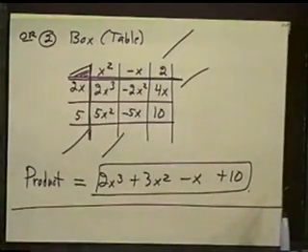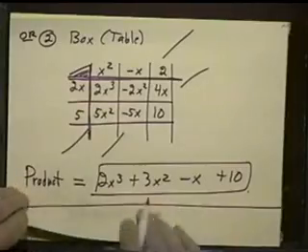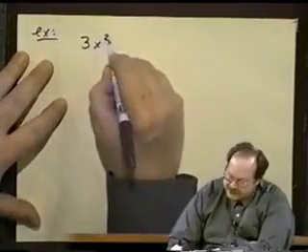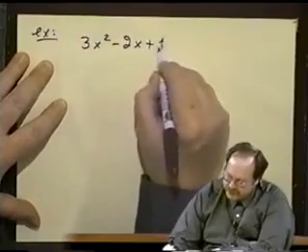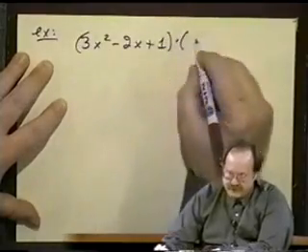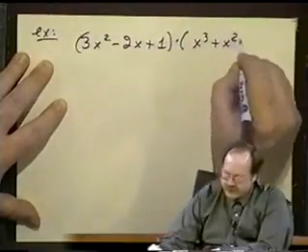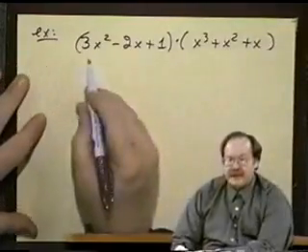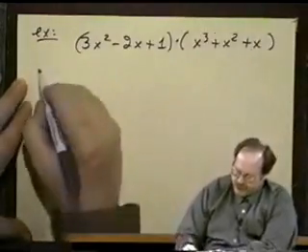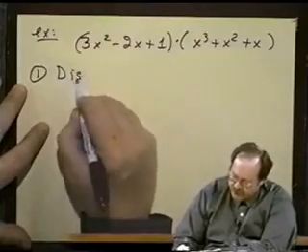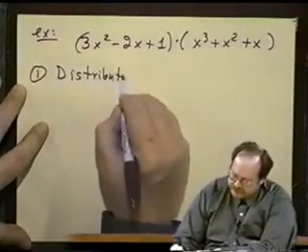Okay. Let me do another one. So we can illustrate both of those techniques yet again. Example. We'll take 3x squared minus 2x plus 1 times x cubed plus x squared plus x. So this time I'm taking 3 of each. Okay, here's my first method called distributing.